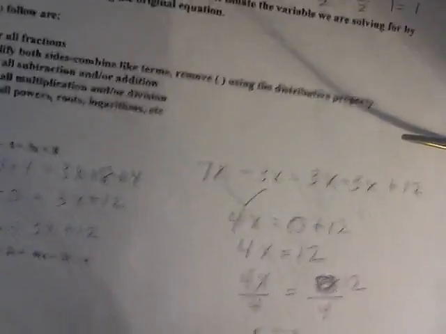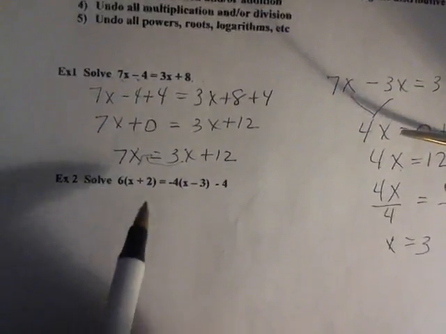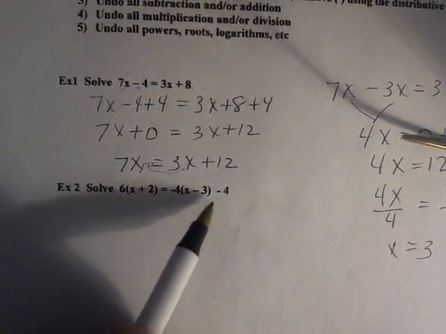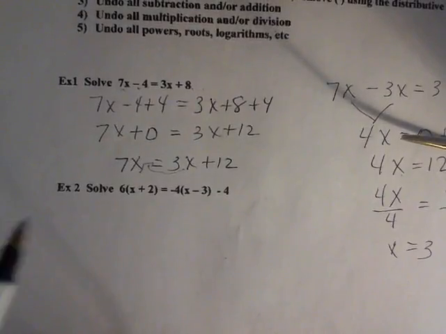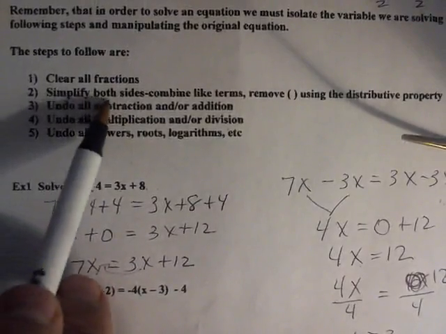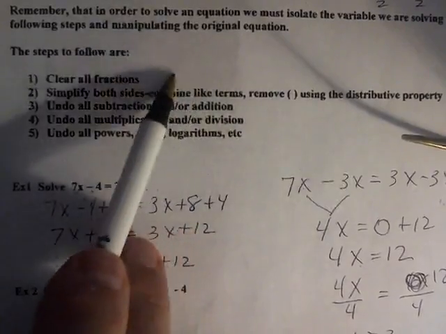Now let's look at the next one on the list here, where we have 6 times x plus 2 is negative 4 times x minus 3, minus 4. So we go back to our steps up here. We don't have any fractions to clear, but we must simplify both sides. Remove parentheses, combine like terms.